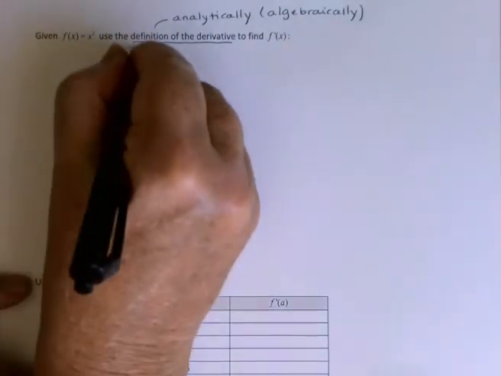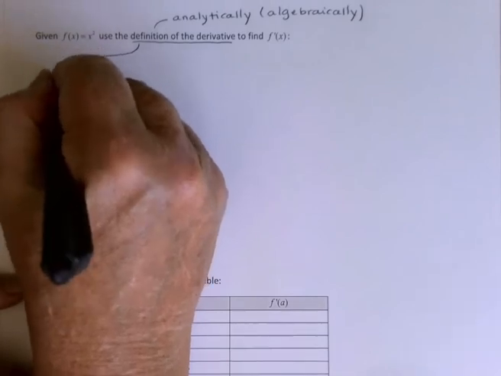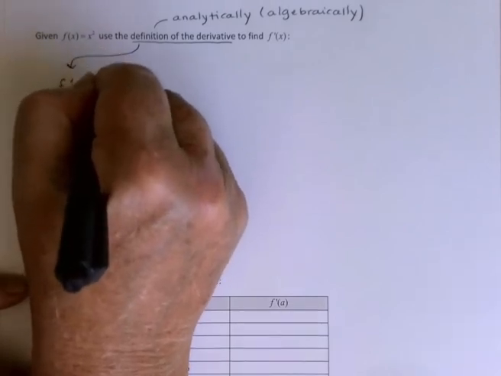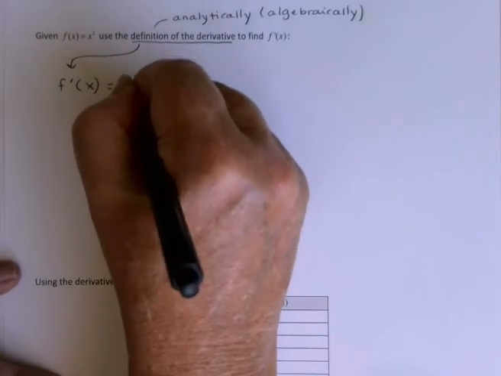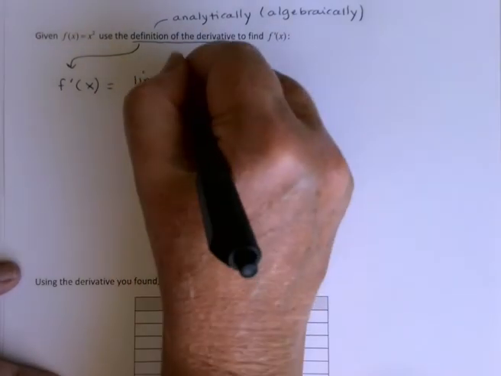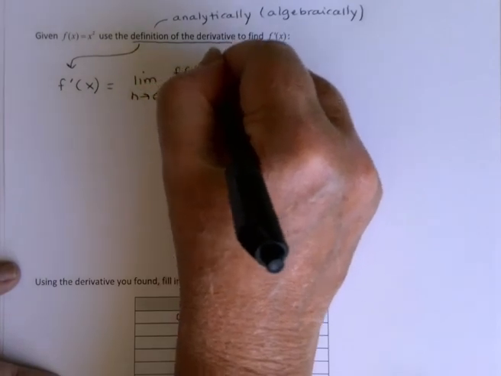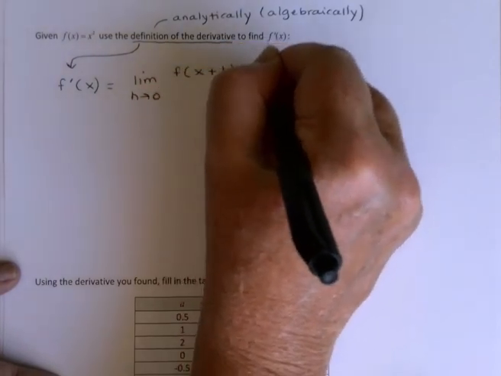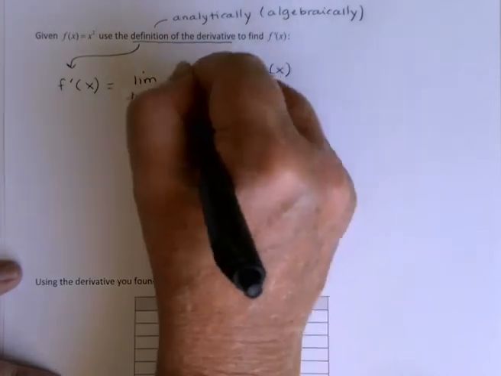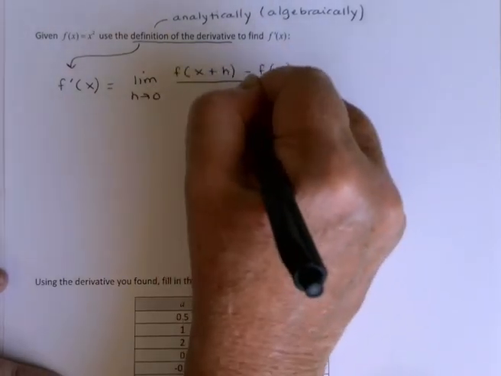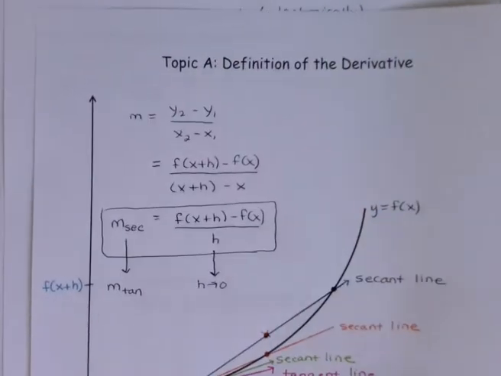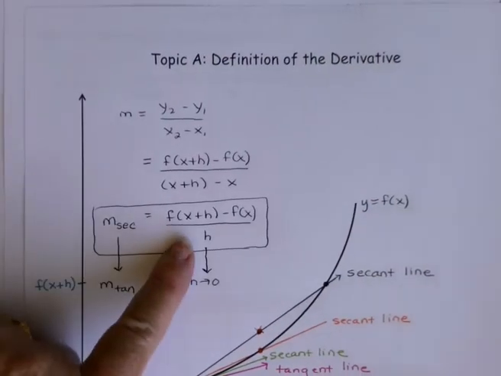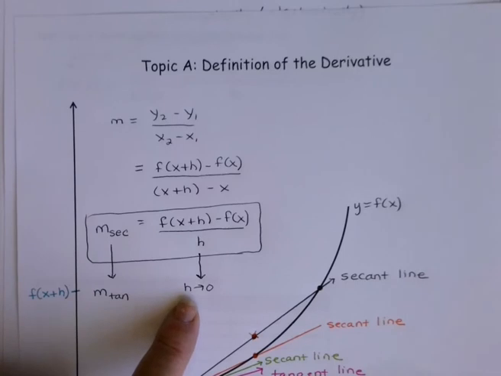And they specifically want us to use the formula we developed, which was f prime of x is the limit as h goes to 0 of f of x plus h minus f of x, divided by h, right? And again, just a reminder, that came from the slope of the secant line when I brought the 2 points really close together, letting h go to 0.